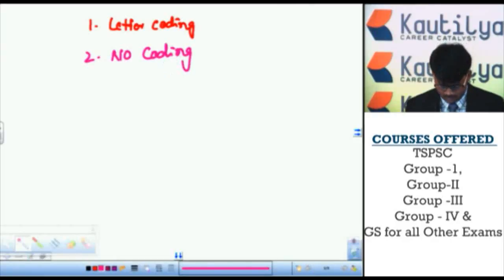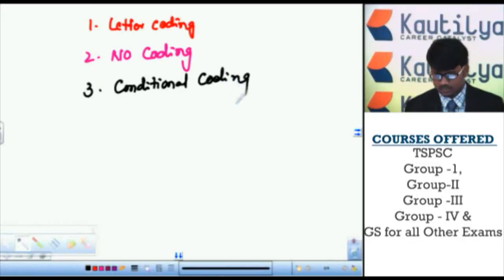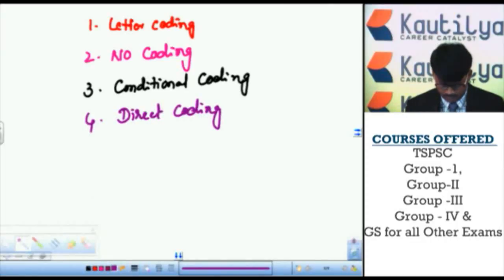The first one is letter coding. Second one is number coding. Third one is conditional coding. Fourth one is direct coding. And fifth one is word coding.